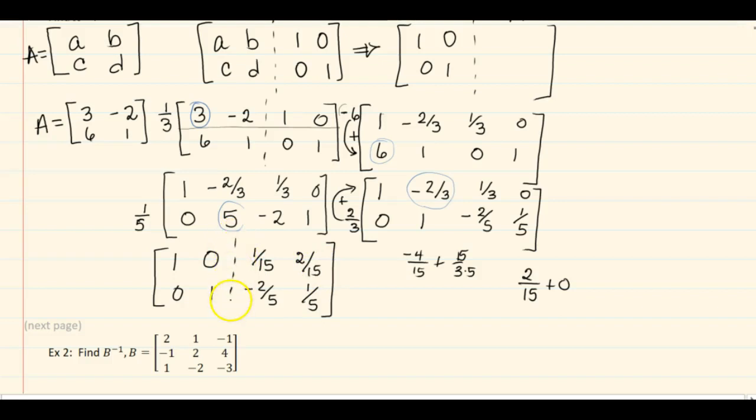I'm done, because on this side I have the identity matrix, so this must be A inverse. So I'm going to write down that A inverse is equal to the matrix 1/15, 2/15, -2/5, and 1/5. One way we can check our answer is to multiply A times A inverse, and I should get the identity matrix.